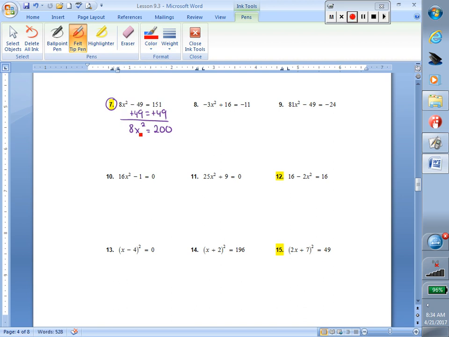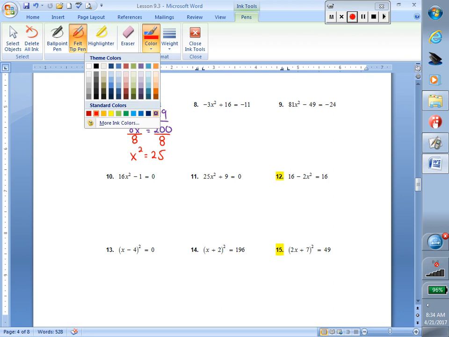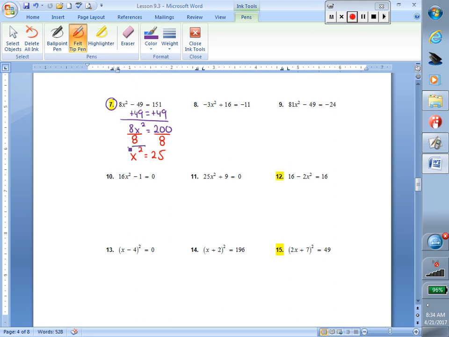Next, again, we want to continue getting x squared by itself. This means 8 times x squared. Divide both sides by 8. Now I'm left with x squared equals 25. Now I have my x squared, that squared term all by itself. To undo the squared, I take the square root.